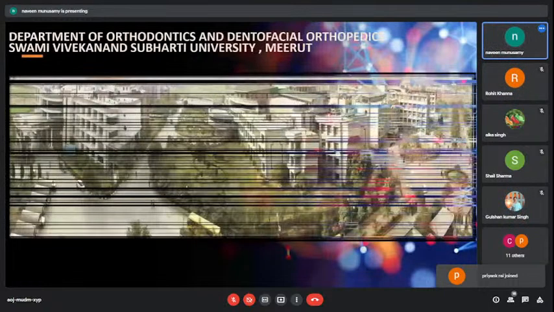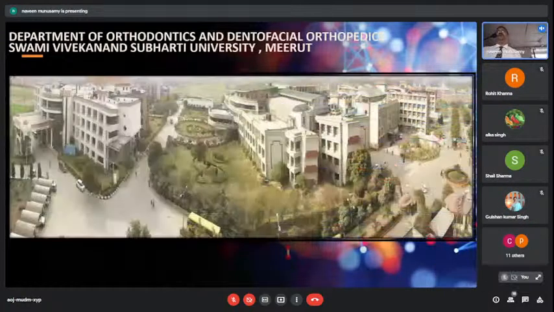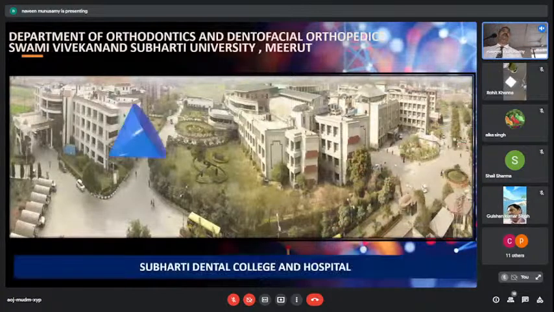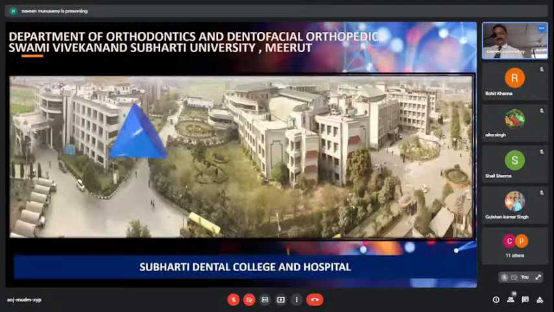That's the university where I am presently working. It is Swami Vivekananda Subharti University, and that's Subharti Dental College where I am presently professor and head.